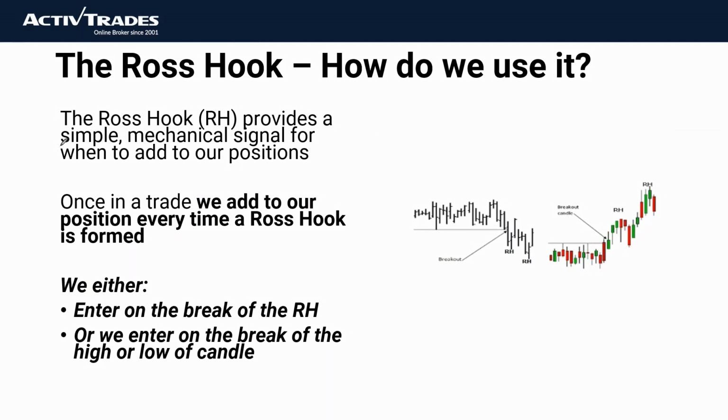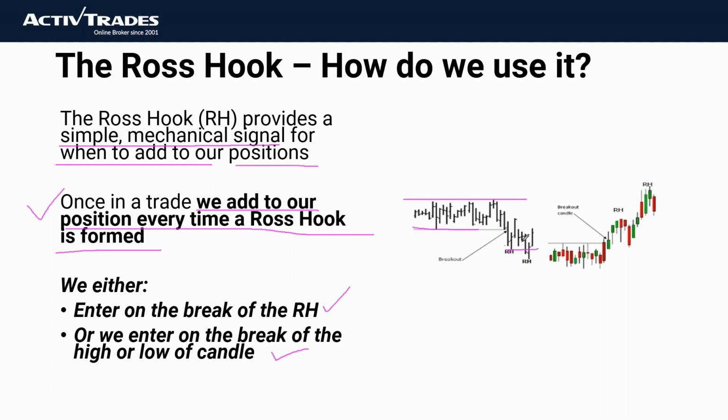So, as I said, the Ross hook provides a very simple mechanical signal for when to add to our trades in order to build a position. Once we're in a trade, we add to our position every time a Ross hook is formed. And here is where there is an element based upon your risk profile. You are either entering on the break of the Ross hook, or we enter on the break of the high or low of the candle where momentum returns. What do I mean by that? Well, in this particular example, price has broken out, tick, tick, and this is the Ross hook there.